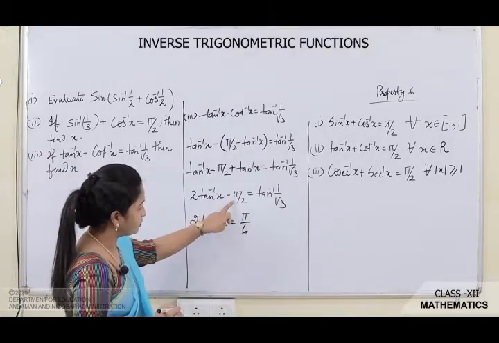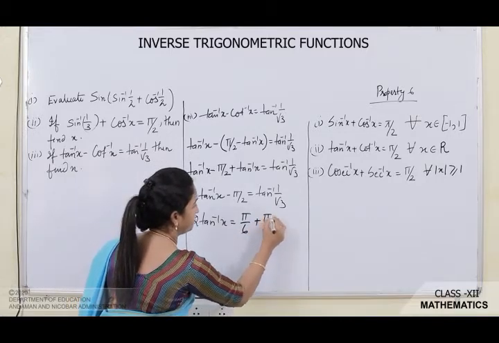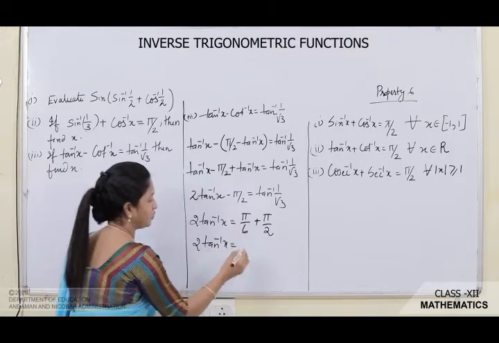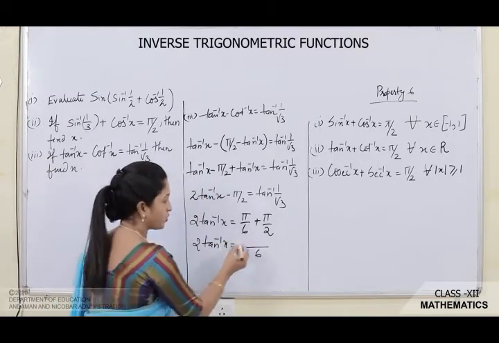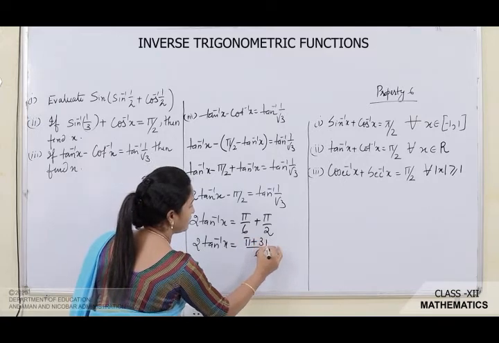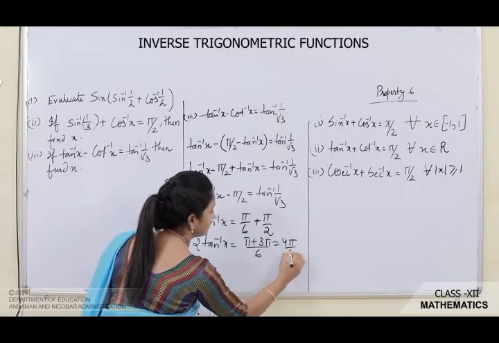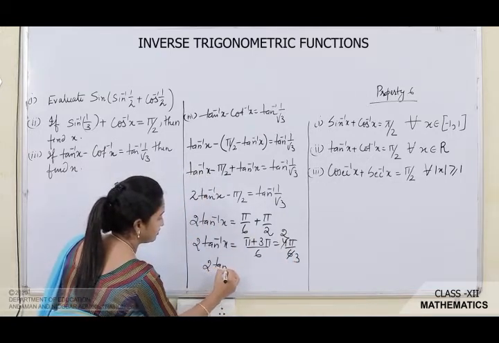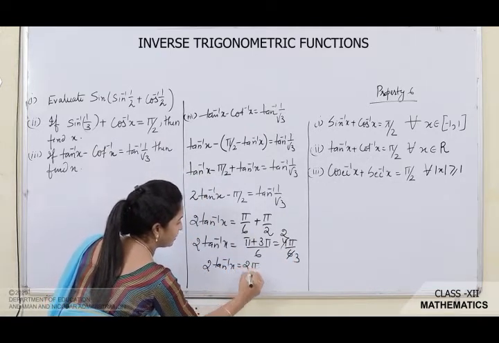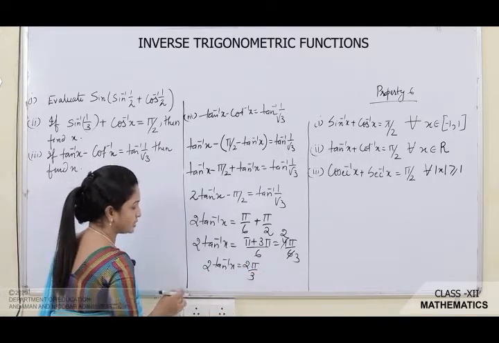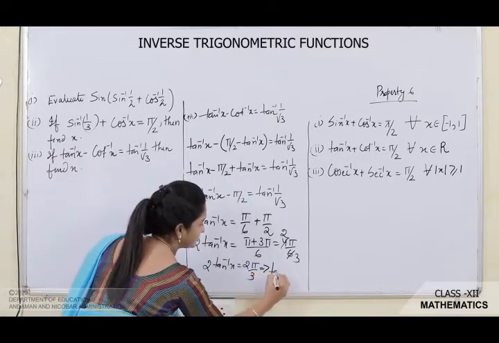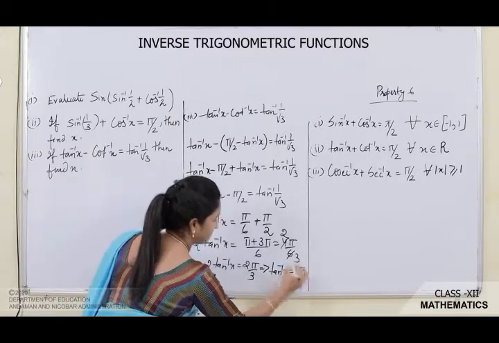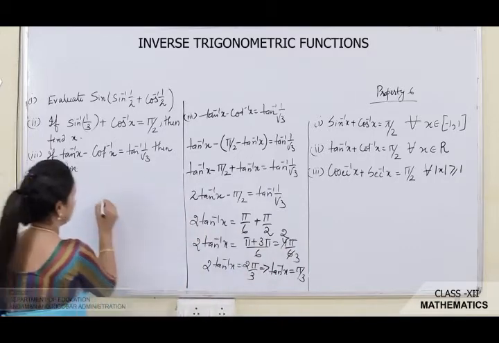What I am doing? I am taking pi by 2 to the other side, so you are going to get plus pi by 2. So 2 tan inverse x is equal to, when you simplify, your LCM is 6, you are going to get pi plus 3 pi, which is 4 pi by 6. Just cancel it out, 2 and 3. So 2 tan inverse x is equal to 2 pi by 3. This 2 and 2 also cancel out. That implies tan inverse x is equal to pi by 3. So x will be what?